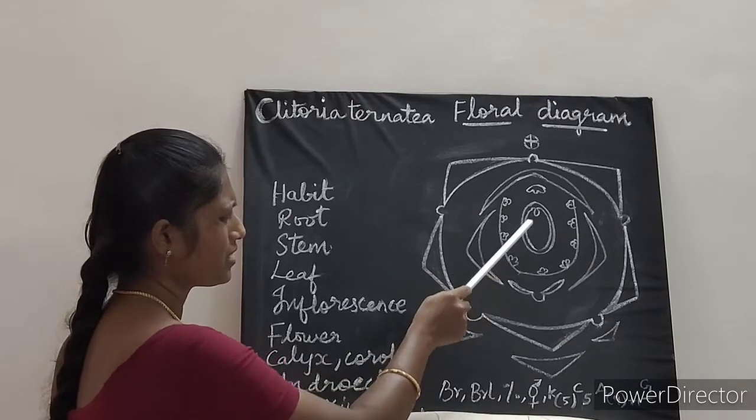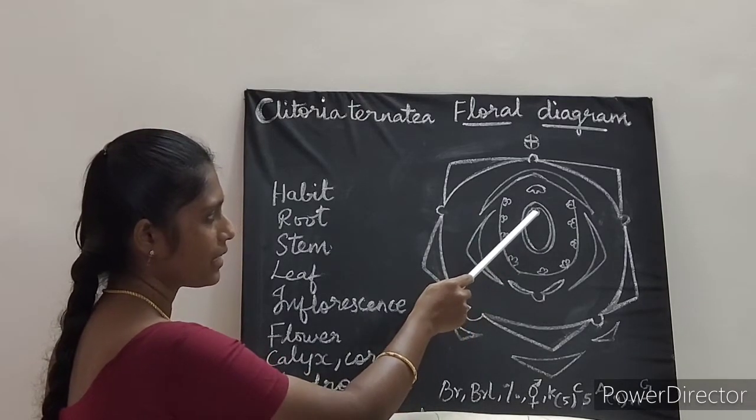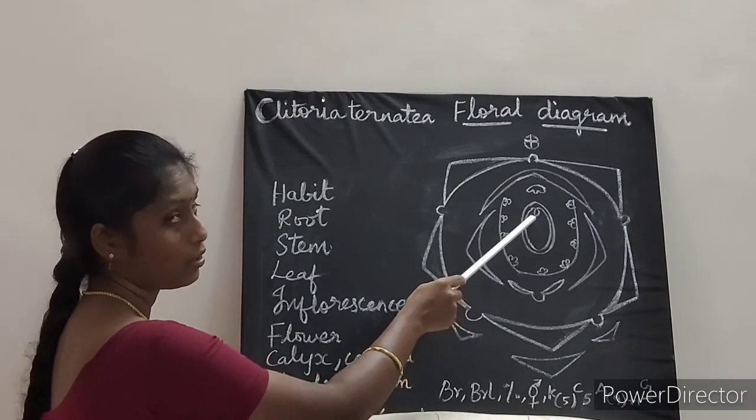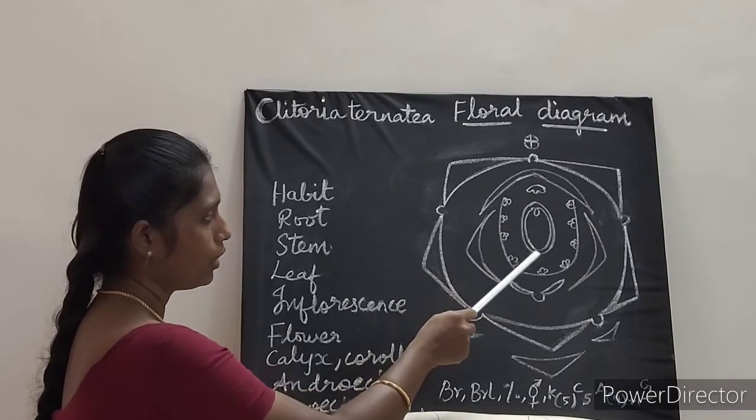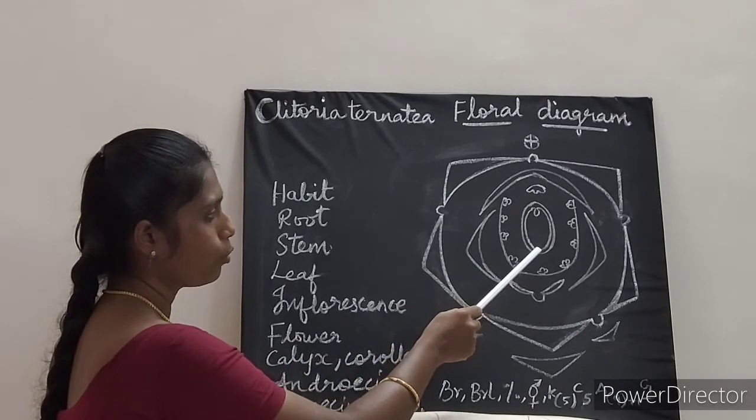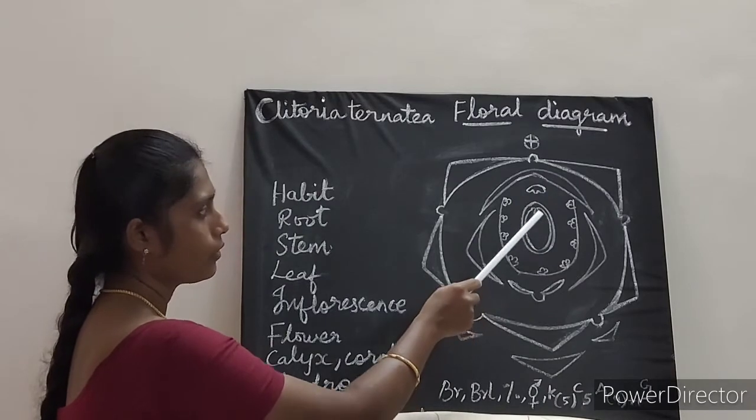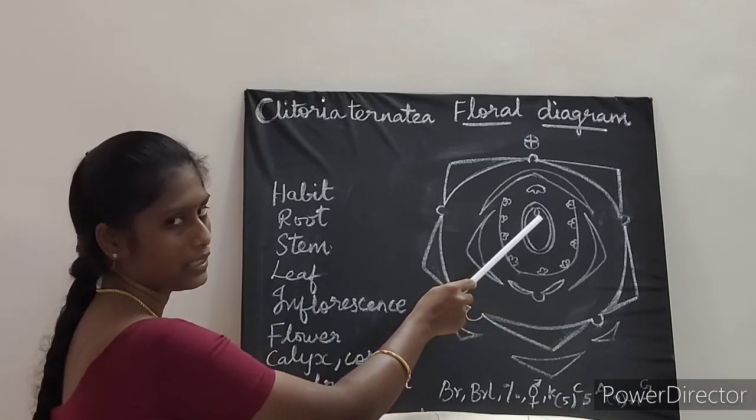And then this one represents the ovary, which has marginal placentation. Many ovules are present on the marginal placentation. Only one gynoecium, composed of monocarpellary, unilocular, with many ovules on the marginal placentation.